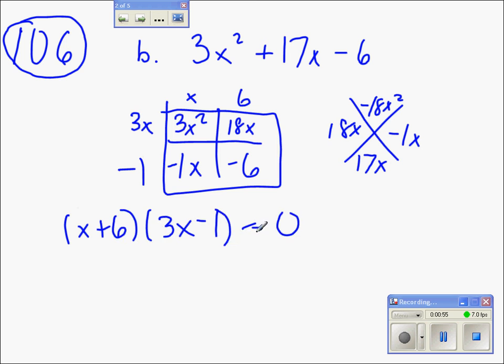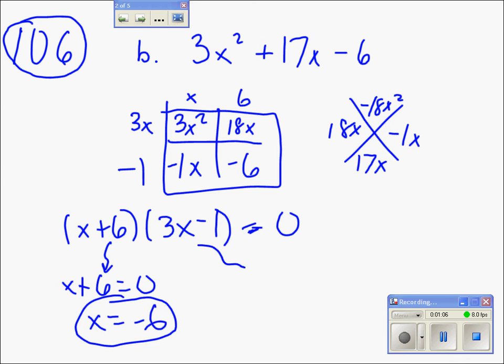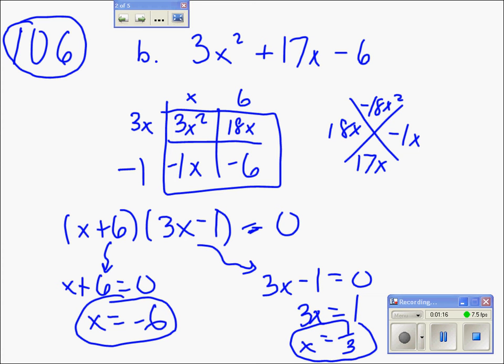I know I did that a little fast, but I think we're pretty good at factoring now. So here x plus 6 equals 0, so x equals negative 6. That's one answer. Or over here, 3x minus 1 equals 0, so 3x equals 1, x is a third. And remember that this step right here that I'm putting in red, that's true because of the zero product property.